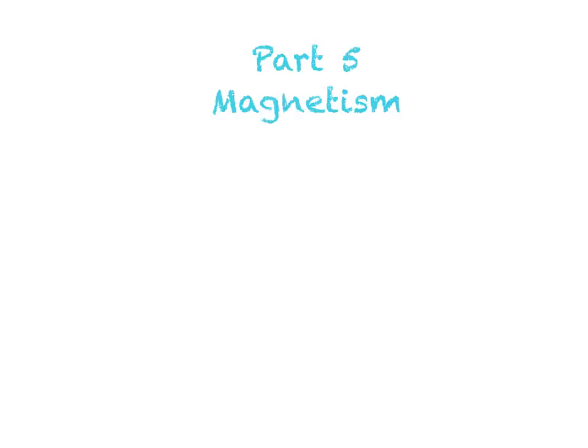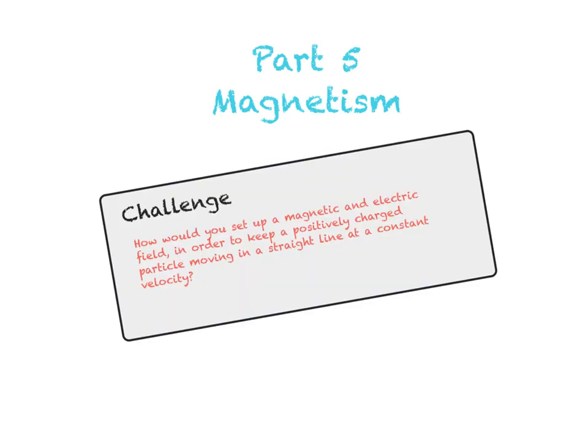At the end of the last video, I gave you a challenge. How would you set up a magnetic and electric field in order to keep a positively charged particle moving in a straight line at a constant velocity? In this video, we're going to seek to answer this question, and we're going to compare and contrast the electric and magnetic field. So let's get into it.